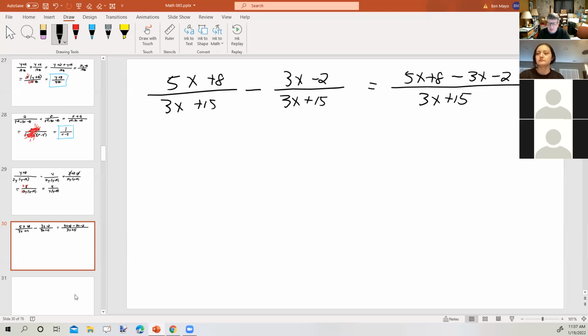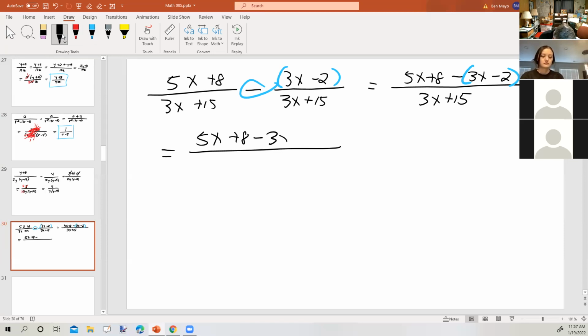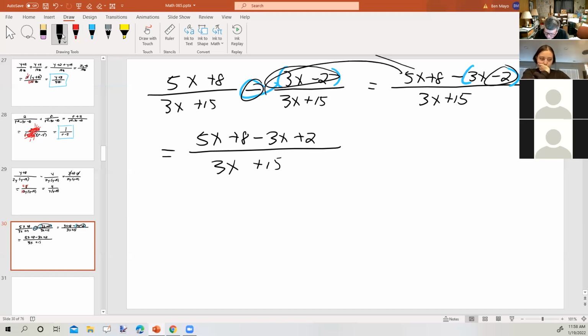You have to distribute the negative. Right. So what I need to do is put parentheses around it because I'm subtracting that whole numerator. So when I go to distribute it, I'm going to get minus 3x minus negative 2, which is a plus 2. And right there is what people tend to miss on this problem. You're subtracting a quantity, you've got to distribute. And you can do it from here to here if you want, or you can do it as a later step, but make sure that you distribute that negative to the entire second numerator.